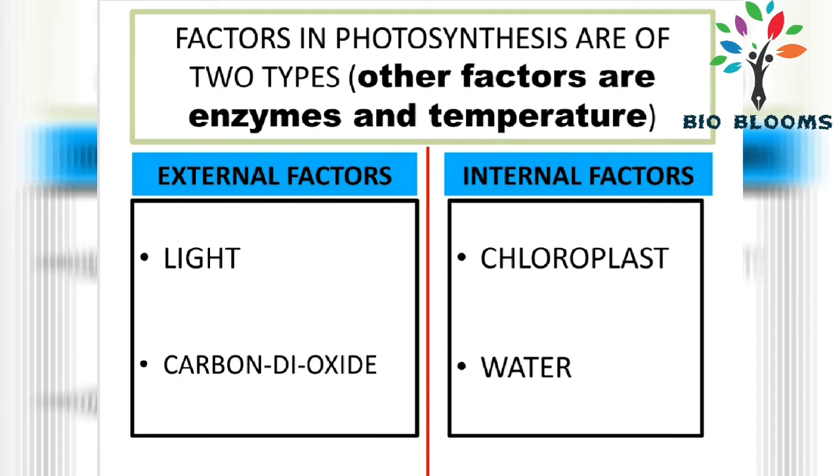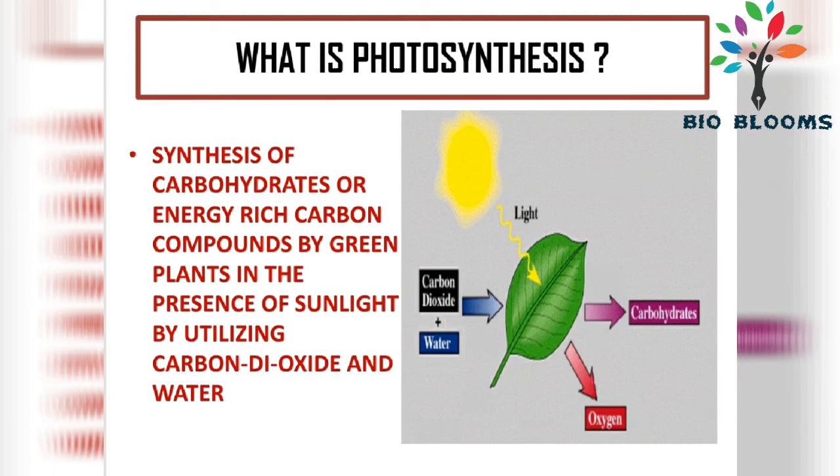And then factors in photosynthesis, mainly two factors are there. One is external factors and another one is internal factors. Other factors also involved in the process of photosynthesis are the enzymes and the temperature. So this table gives a clear idea of the factors. Next, what is photosynthesis?